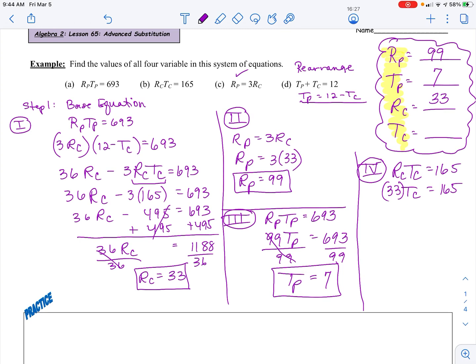Now, could I have used a different equation? Yes, I could have. I could have chosen to use anywhere else that you're going to see TC. So look in, let's see, I used B, but I could use D also, couldn't I? Because I know that TP is 7, so I could put 7 plus TC equals 12, and I'm still going to get the same exact answer that way as I did this way.